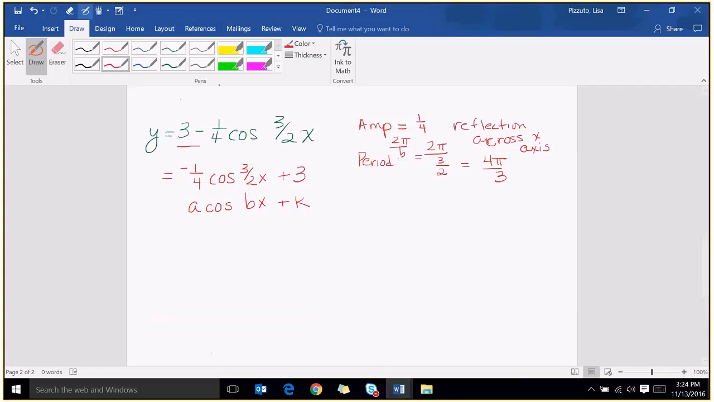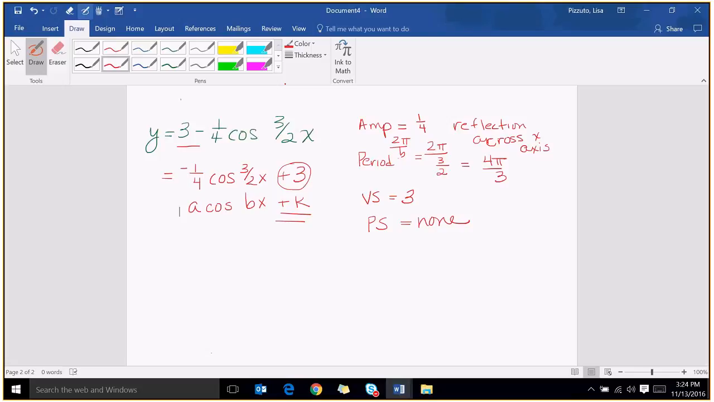Okay, so then vertical shift. Remember, your vertical shift is up and down, and that's determined by the K value. In this case, your vertical shift is going to be plus 3. That's the K value right there. Now for the phase shift, that's your left and right. That's none. There is no phase shift, because there's no H value.